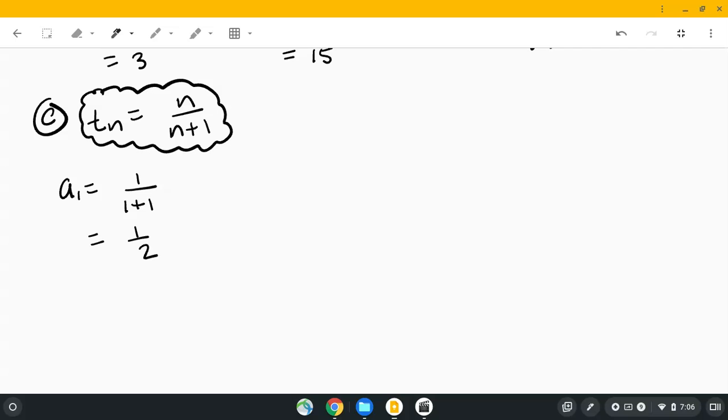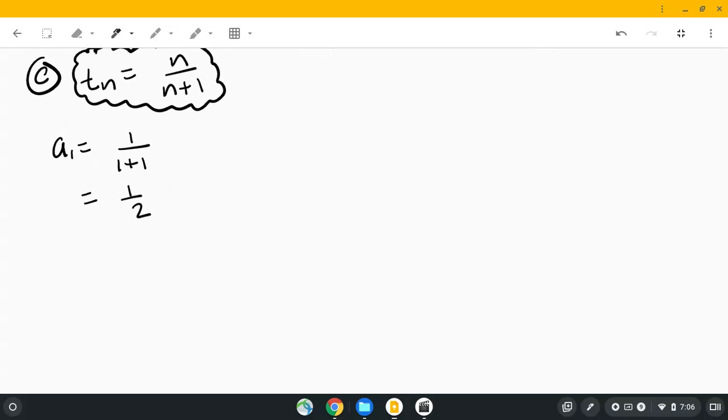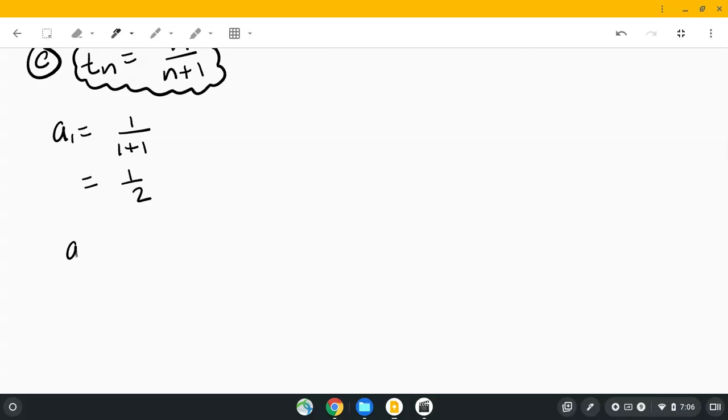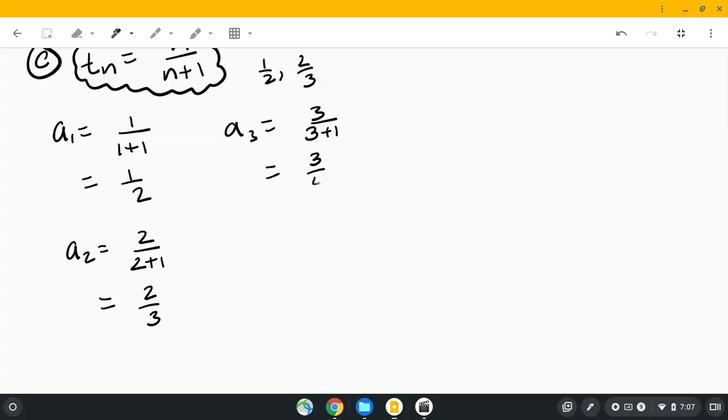We get 1 over 2. A2, so we get 1 over 2. A2, we get 2 over 2 plus 1. That's 2 over 3. A3, we get 3 over 3 plus 1. So that's 3 over 4.